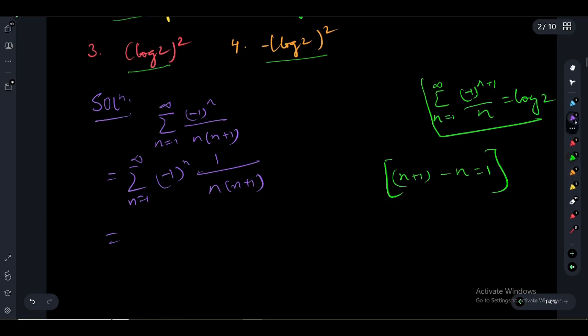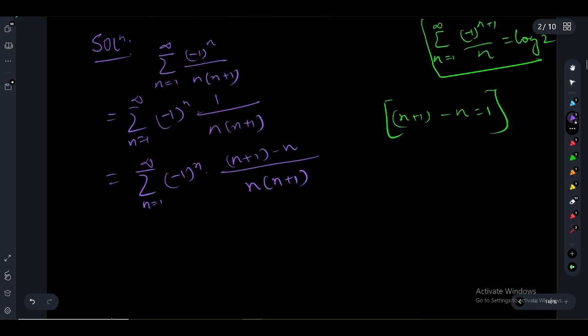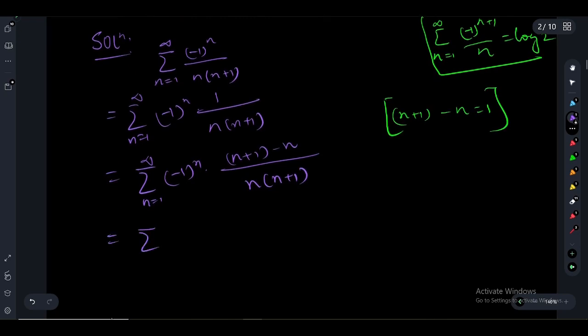So let me replace that. This is summation n equals 1 to infinity minus 1 whole to the power n, and 1 can be replaced by n plus 1 minus n divided by n into n plus 1. So this can be written as summation n equals 1 to infinity minus 1 whole to the power n, into 1 by n minus 1 by n plus 1.